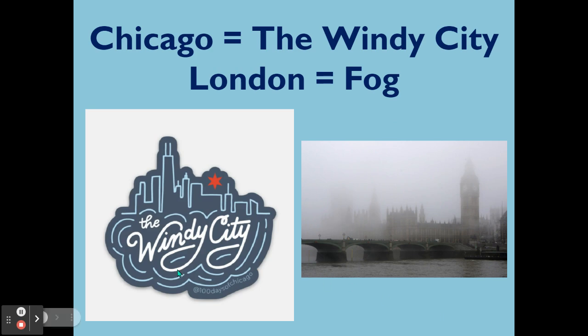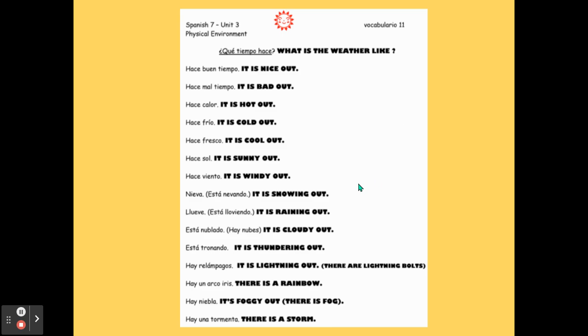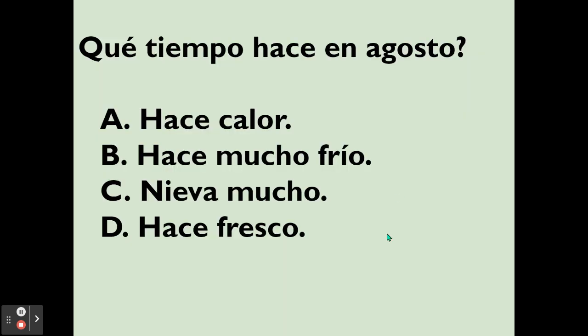Okay, and then we also have two cities. So Chicago is known as the windy city, and London is known as the foggy city. So when you think of what's the weather like in Chicago, think of windy. What's the weather like in London? Think of foggy. And in history, they had that thing in the 1950s where there was a lot of fog in London. All right, and then vocab 11, this yellow sheet, has all of the phrases on it for you as a reference.